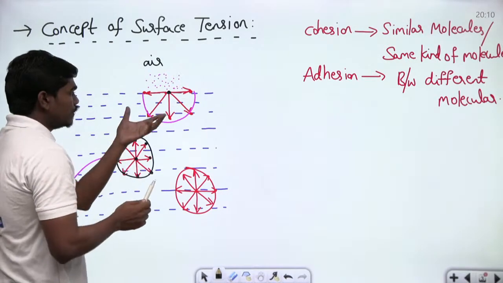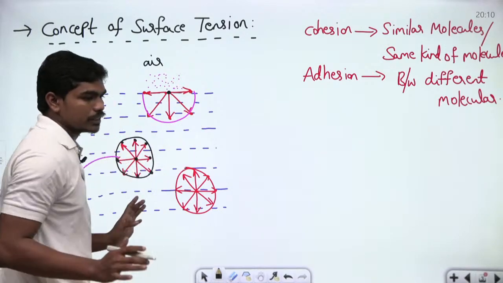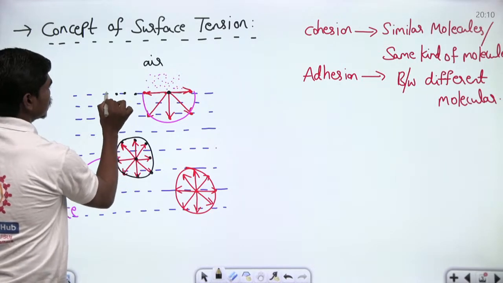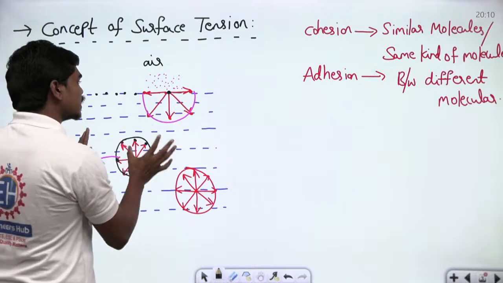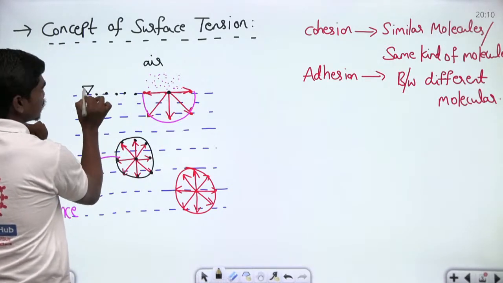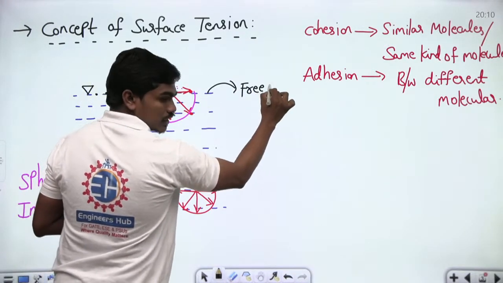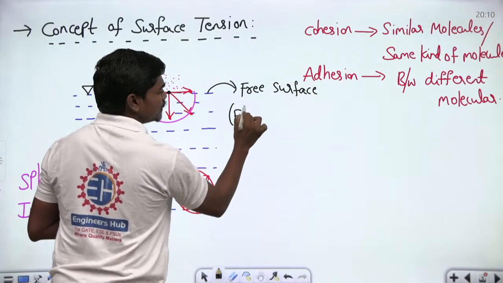So see here, if these molecules are trying to pull, then see carefully. This is the case with every molecule on this surface. Now, if this is the case, can you experience that this free surface which is here, generally you denote this free surface like this, is acting like an elastic membrane.